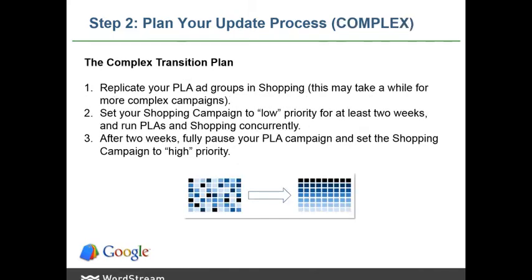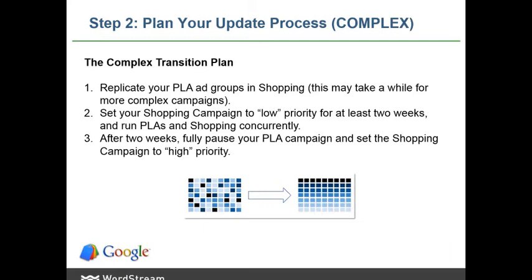For complex campaigns, I typically recommend the same exact process. Keep shopping and PLAs running concurrently with that low priority setting for the shopping campaign. But I do recommend you keep this running for about 2 weeks. The reason why I give you the 2-week window there is, of course, with these more complex campaigns, it just might take a little bit more actual time to create that transition and to recreate everything underneath the shopping campaign.